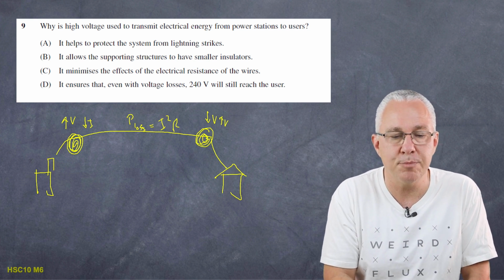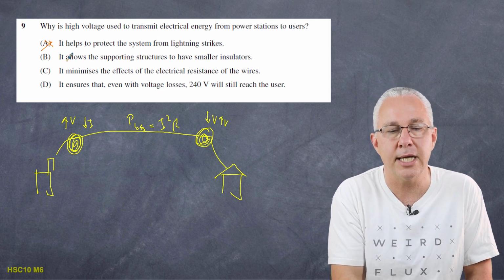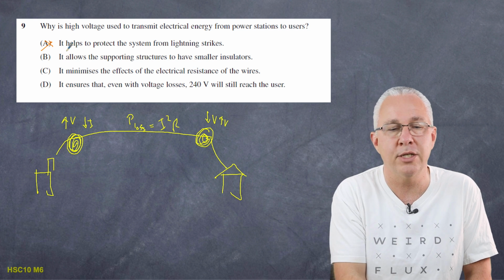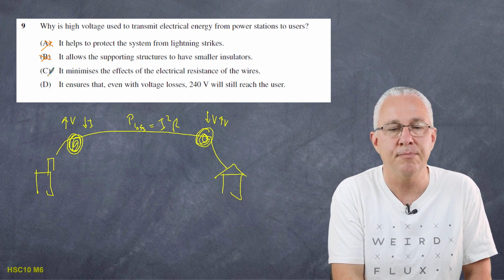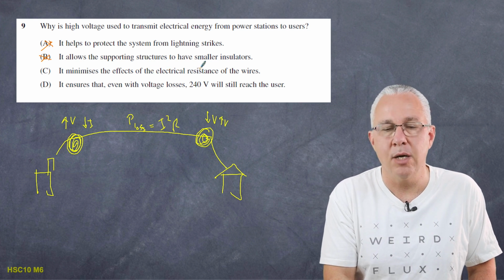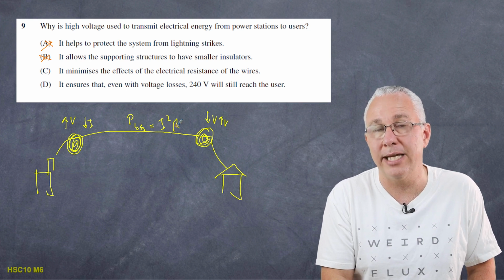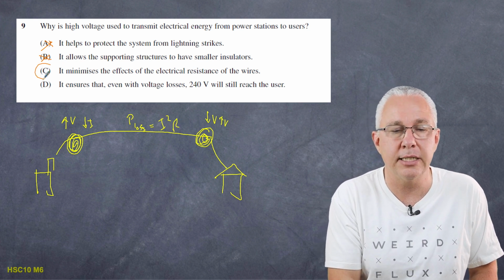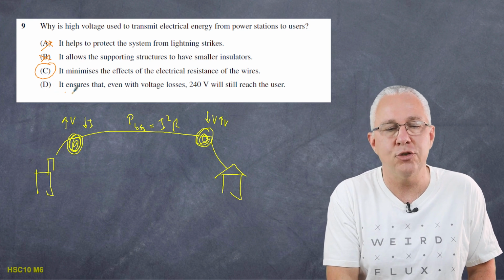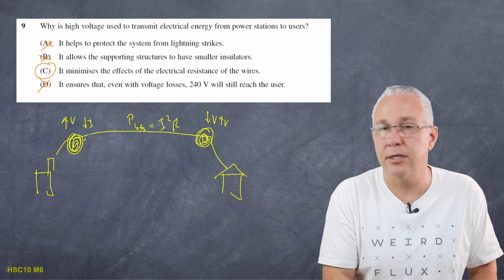So looking at our responses, A, it helps protect the system from lightning strikes. No, that's not the case. B, it allows supporting structures to have smaller insulators. Again, that's not the case. C, it minimizes the effects of electrical resistance of the wires. Well, this is exactly what we're talking about. It has a certain resistance, but of course we don't want heat loss due to resistance. So C is the correct answer. What about D? It ensures that even with voltage losses, 240 volts will still reach the user. It's actually about conversion, and it's about energy loss. So therefore, this is not the answer.